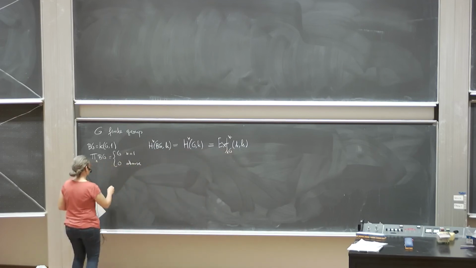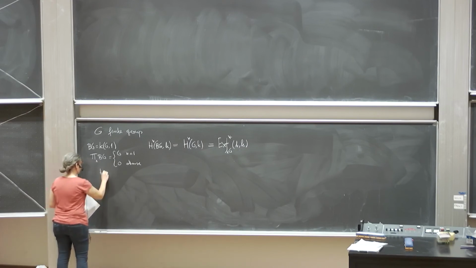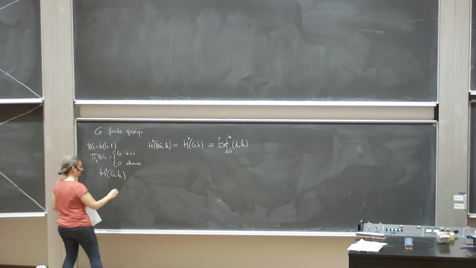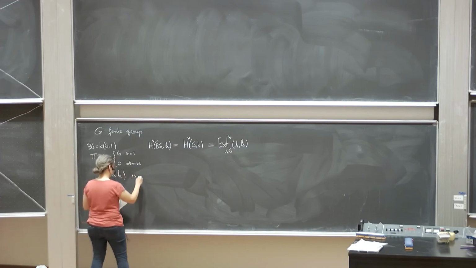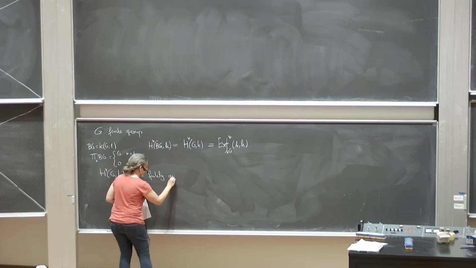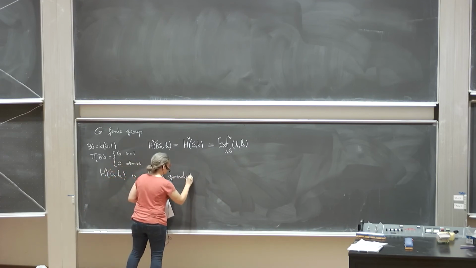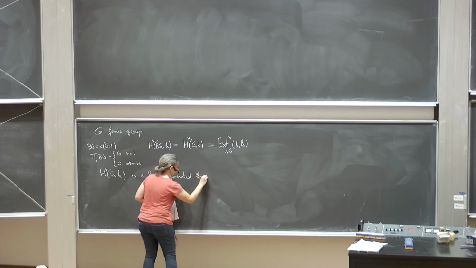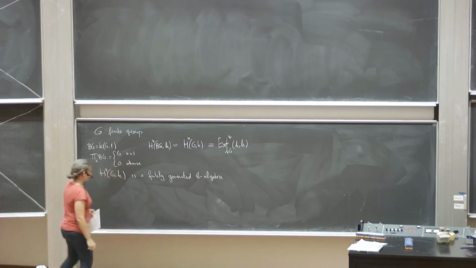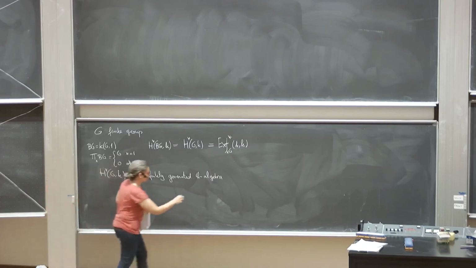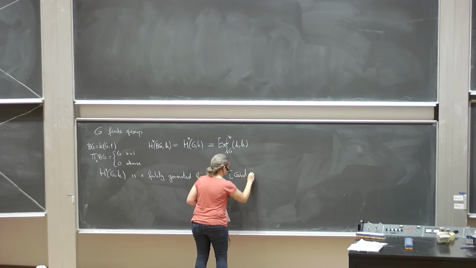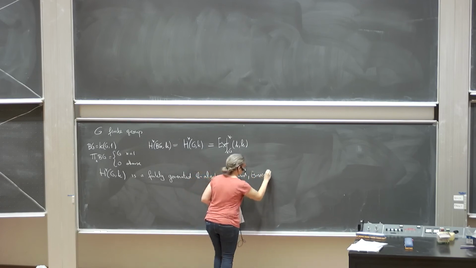Right? And then the good point is that the cohomology of G is a finitely generated K algebra. That goes back to work of Golod, Evens, or Venkov.